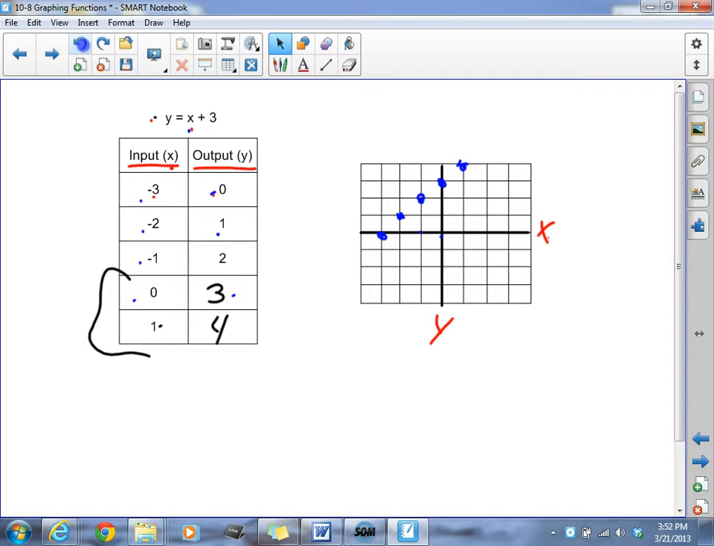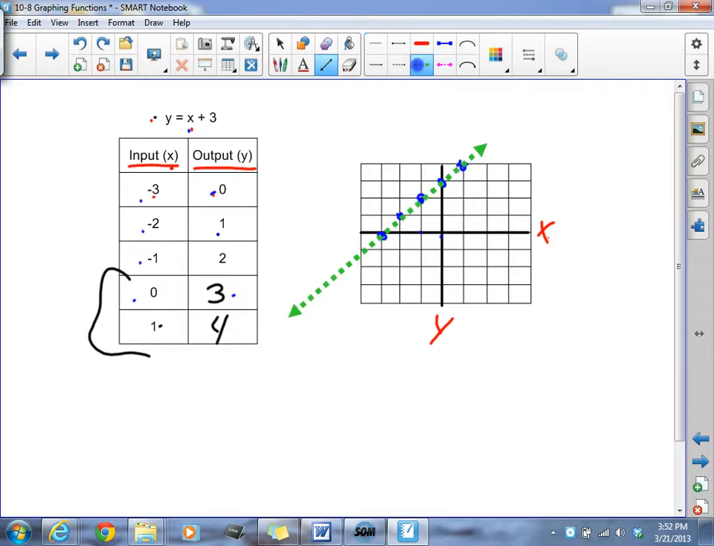And now the interesting thing, ladies and gentlemen, I did this on purpose, is that I can now draw a straight line connecting all those points. And that is the key, ladies and gentlemen. When you connect all those points, you should be able to get a straight line. If you're not getting a straight line, something is not quite right. So, ladies and gentlemen, that right there is an example of a function.